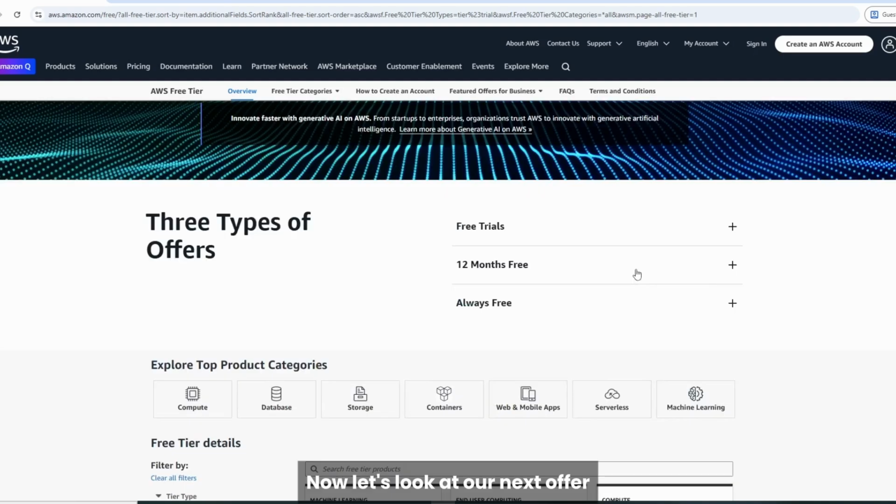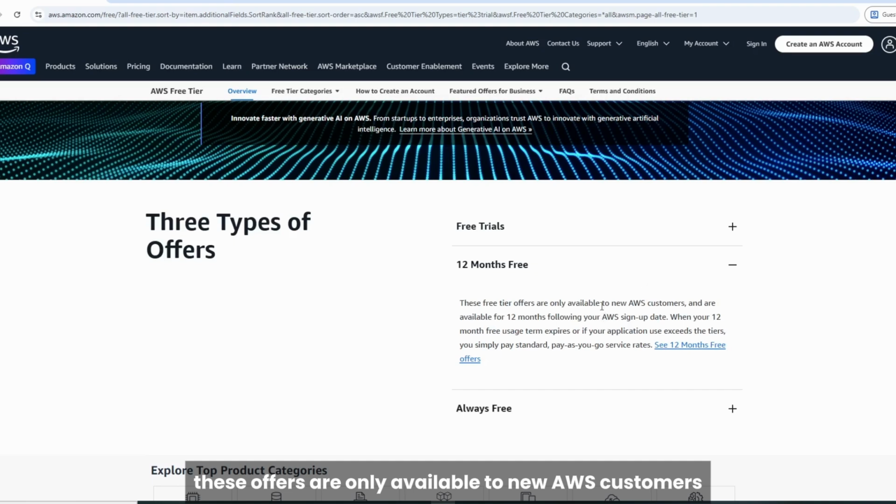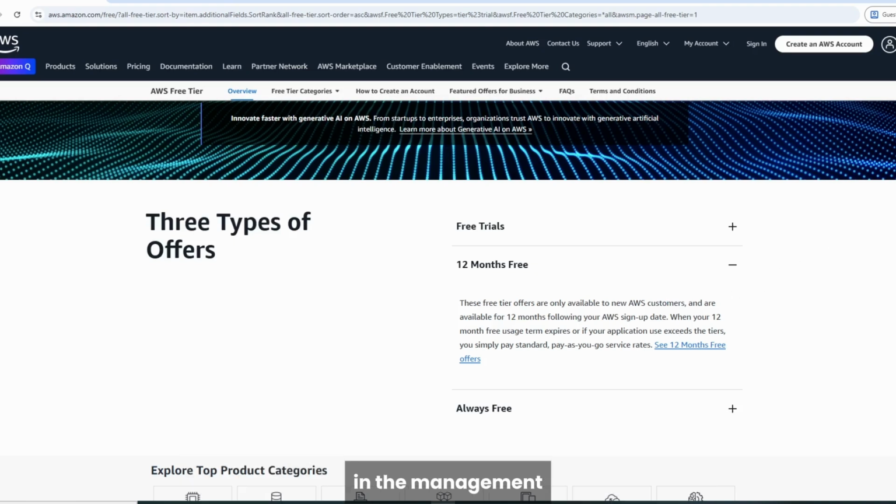Now let's look at our next offer, which is the 12-month free. These offers are only available to new AWS customers and are available for 12 months following your AWS sign-up date. Now there are some key points that we need to note here. First, the fact that you are within the free tier duration does not mean all AWS services and products are free. There are specific services and products that are marked as free tier eligible, and you will see these in AWS documentation and also in the management console.